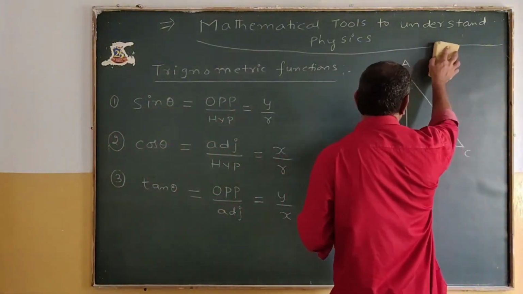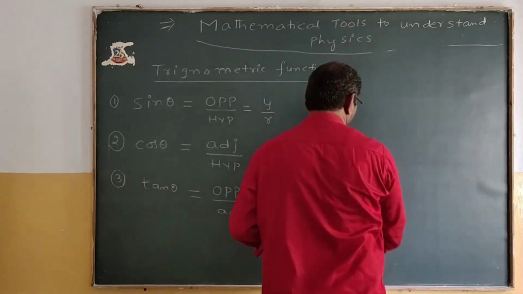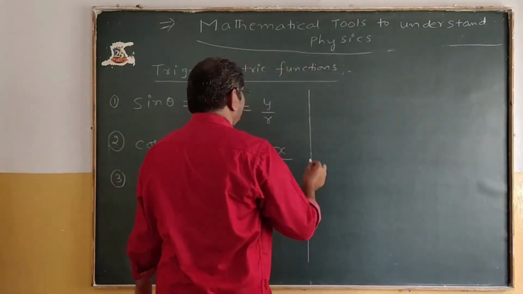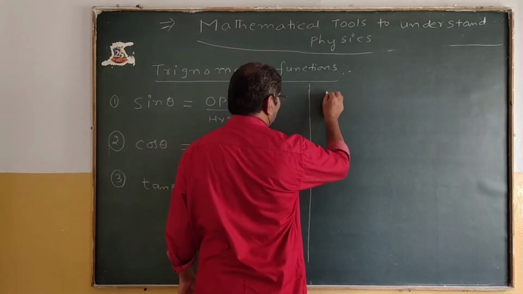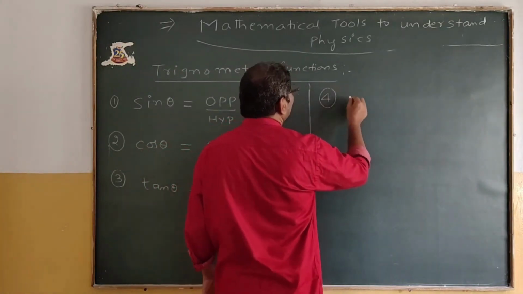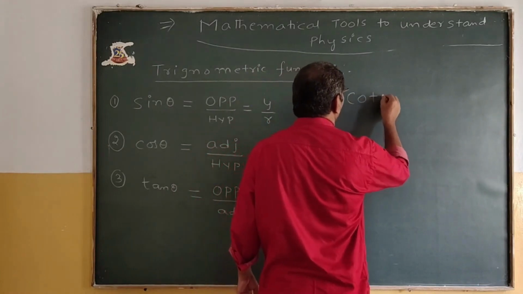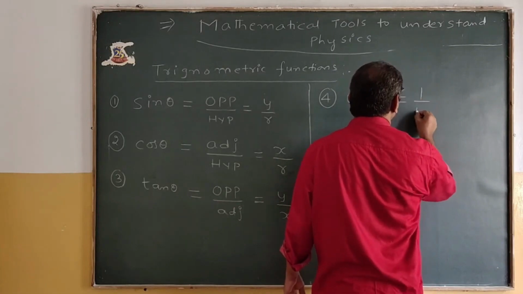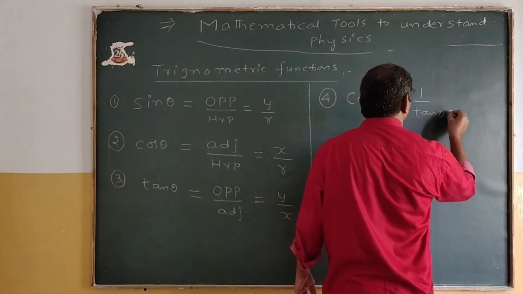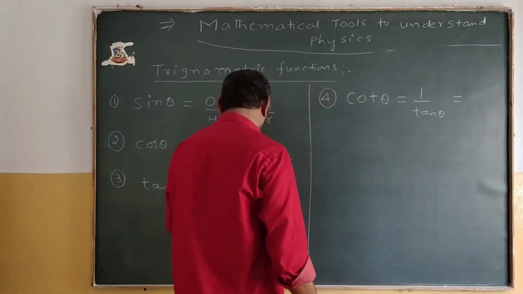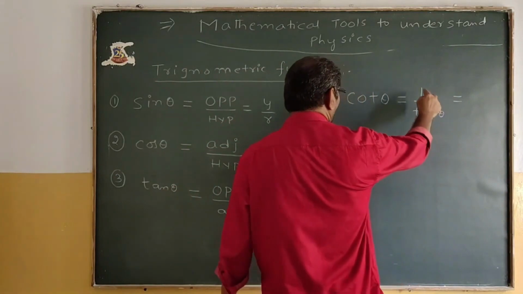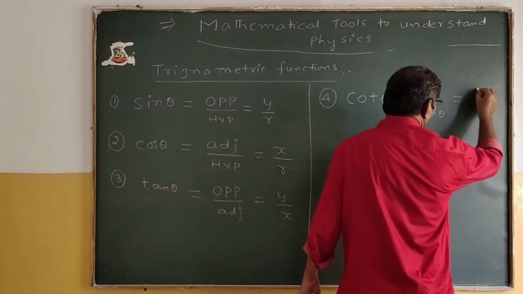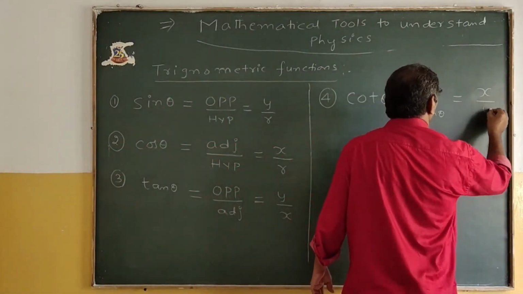Then, if I remove the diagram, the other trigonometric functions we got. The fourth one is cot theta, and you already know cot theta is the reciprocal of tan theta. That is 1 divided by y by x, which becomes x divided by y.